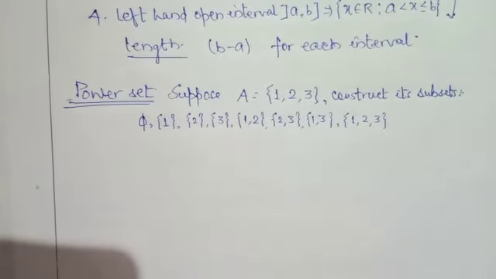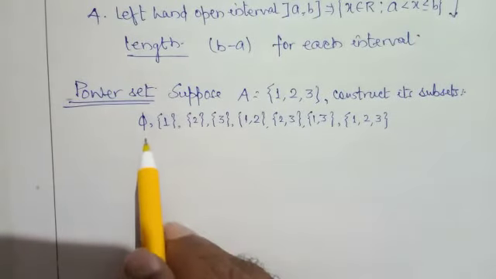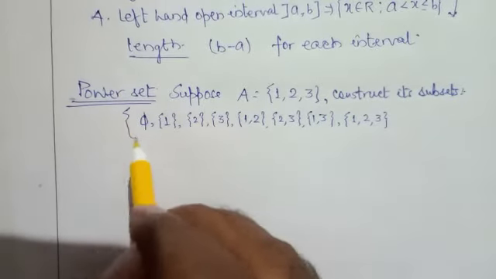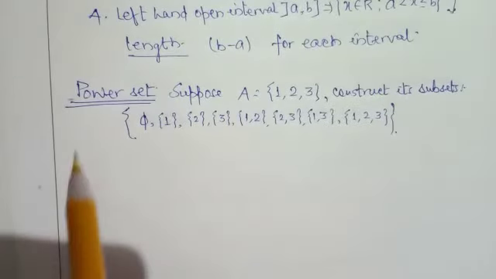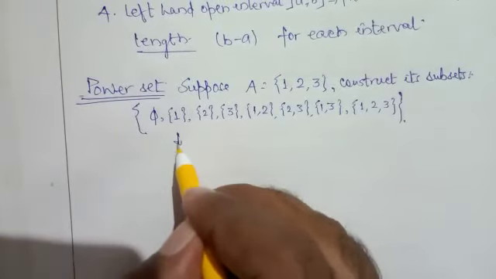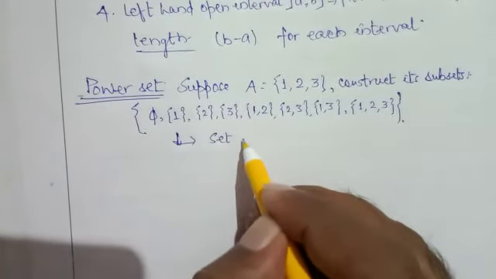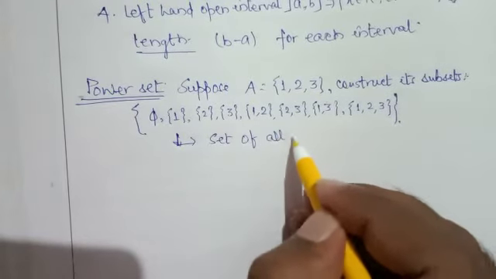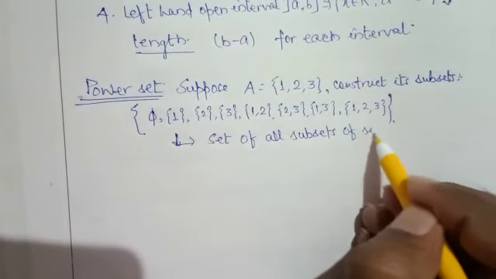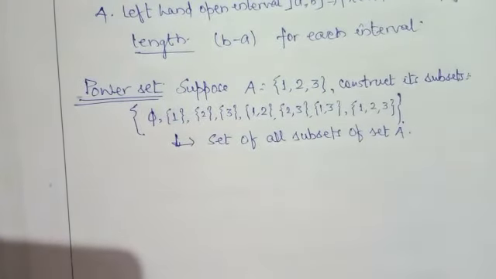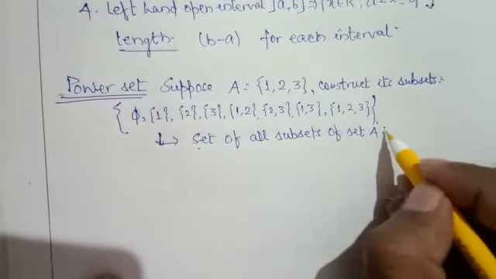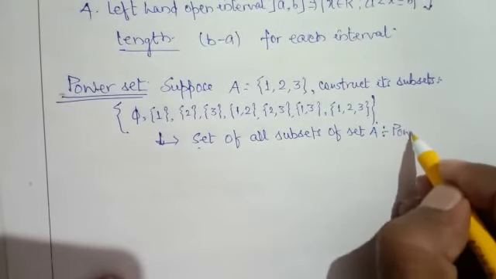Now make a set whose elements are all the subsets of set A. So this is very simple. We put it under a curly bracket. This is called set of all subsets of set A. So set of all subsets of set A is called power set.